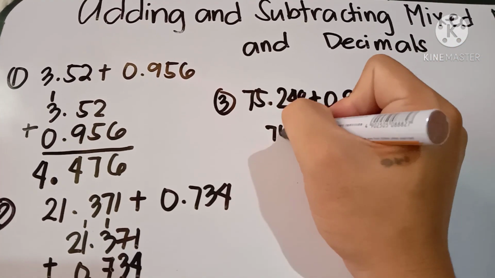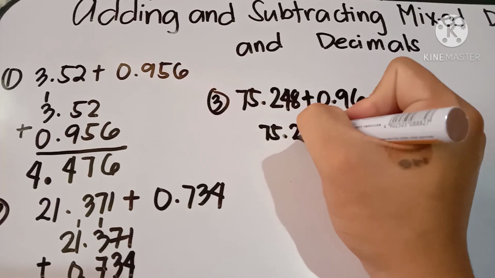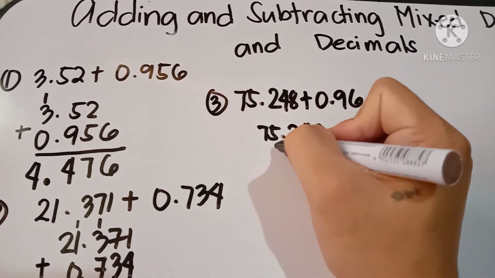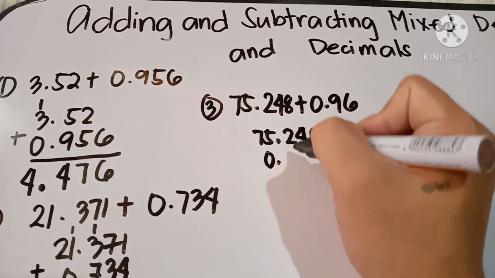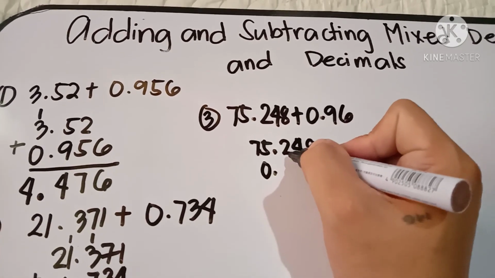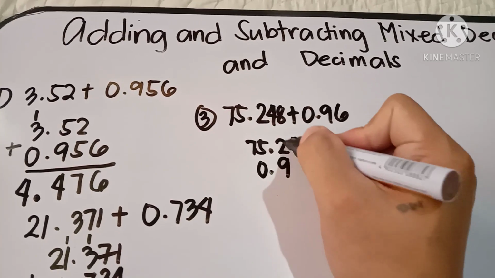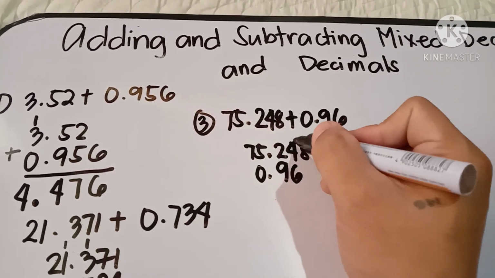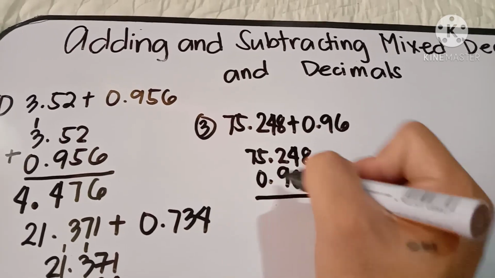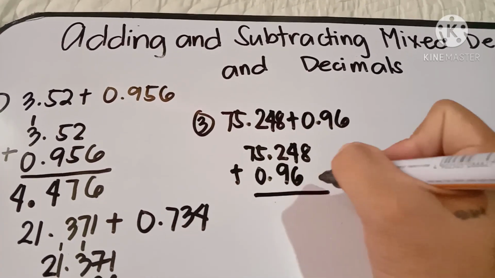Unang gagawin, dapat naka-column yung addends. Okay, see to it that the decimal points are in column or aligned. The tens digit, ganun din. The hundredths digit, dapat naka-align and so on. Then, start adding at the rightmost digit.